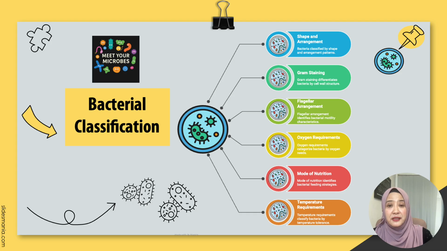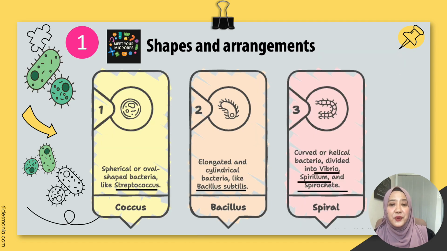Other than bacterial taxonomy, you can also classify bacteria based on a number of factors, such as their shapes and arrangement, their gram stain, their flagella, and their nutrition, oxygen, and temperature requirements. So let's start first with classification of bacteria based on their shapes and arrangements. Some bacteria are considered coccus or cocci because their shape is spherical or oval in nature, examples of which include Staphylococcus and Streptococcus species.